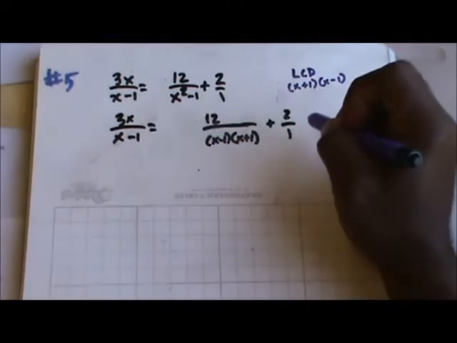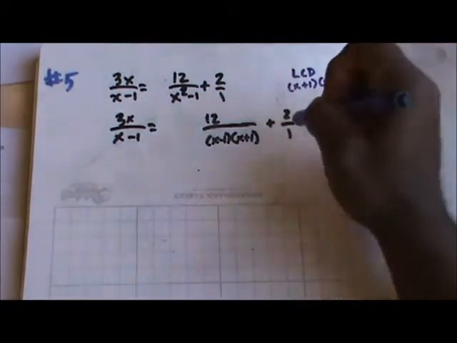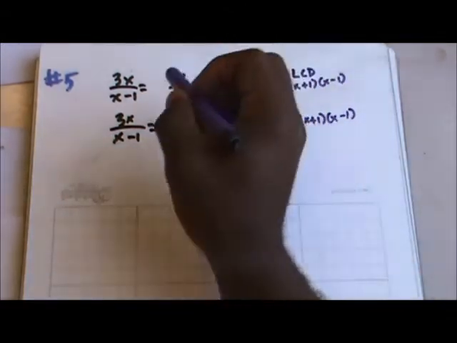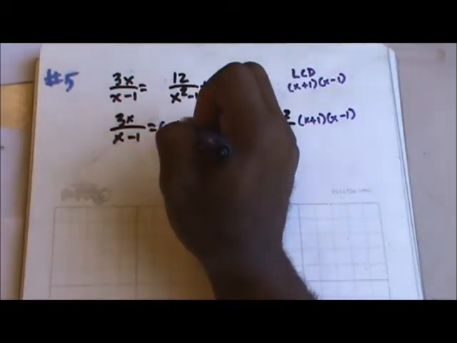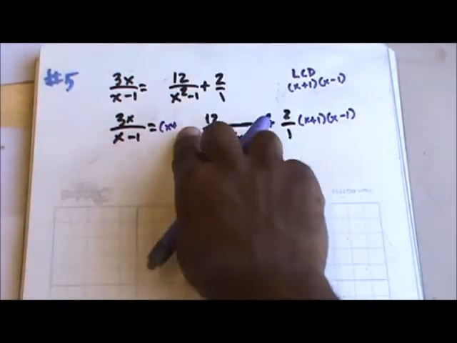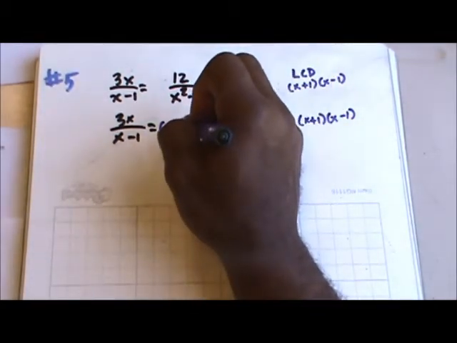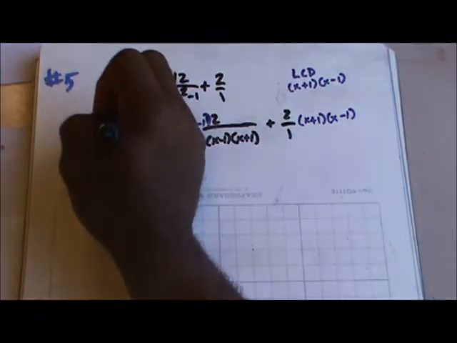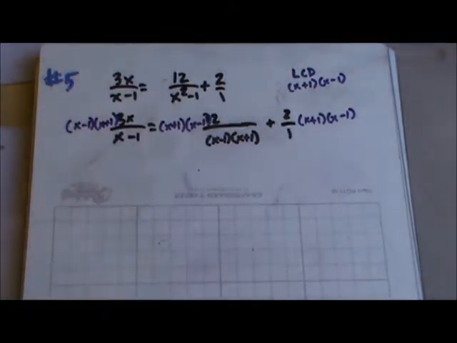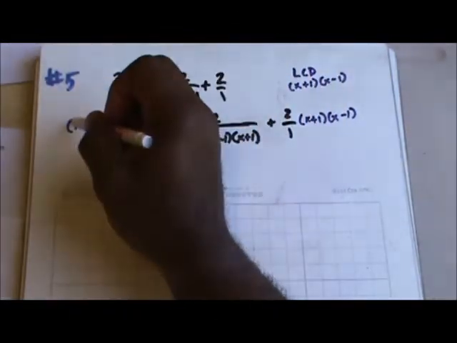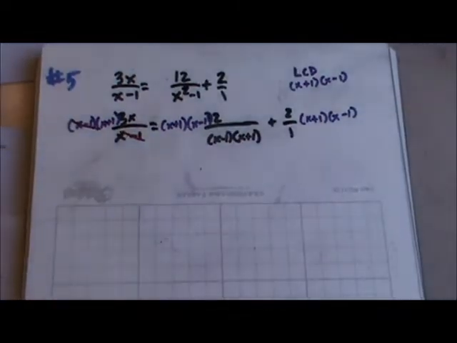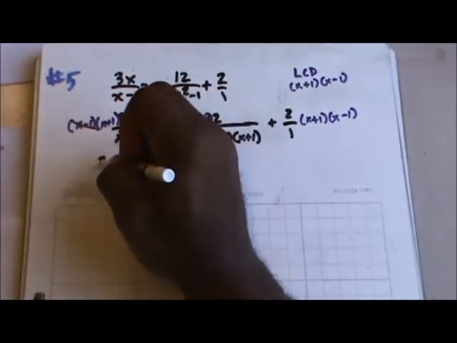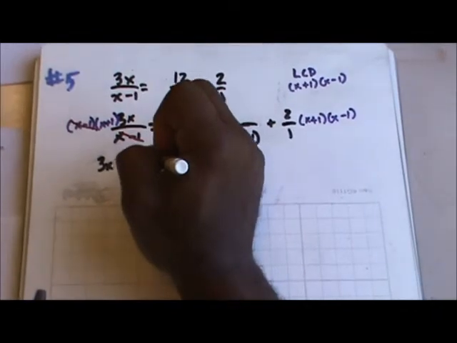Take our LCD, multiply each term by that. In this case, we've got x plus 1, x minus 1, again x plus 1, x minus 1, and x plus 1, x minus 1. So from here we cancel what we can cancel. The x minus 1's cancel for the first term. We're left with 3x times x plus 1.